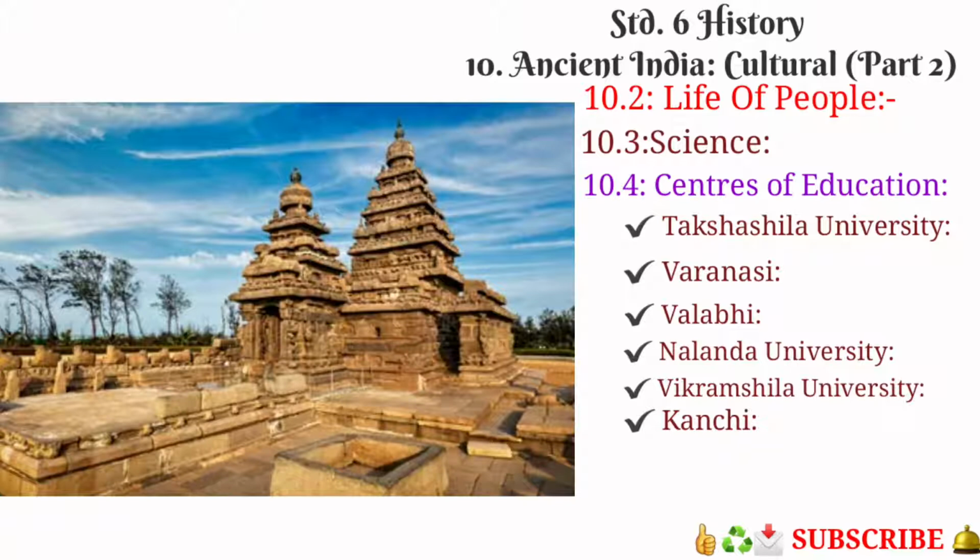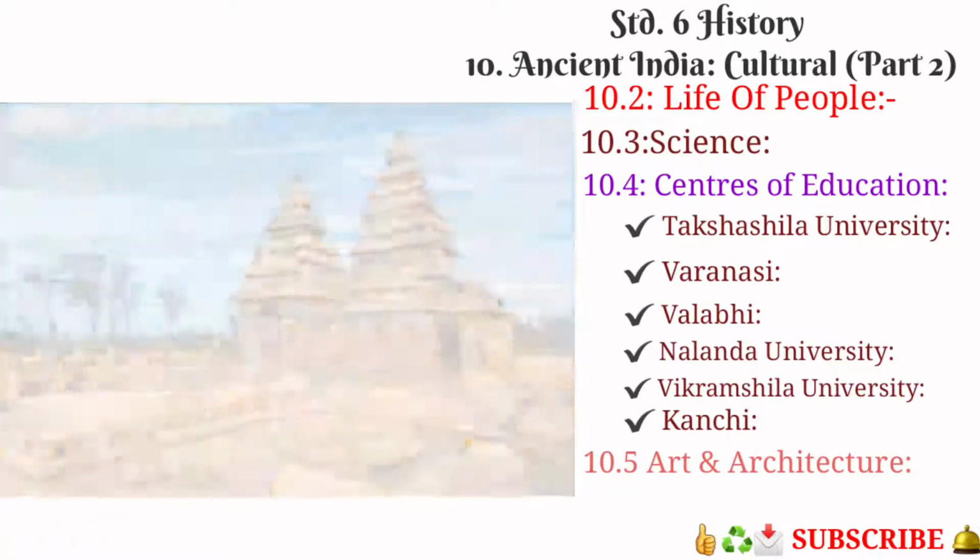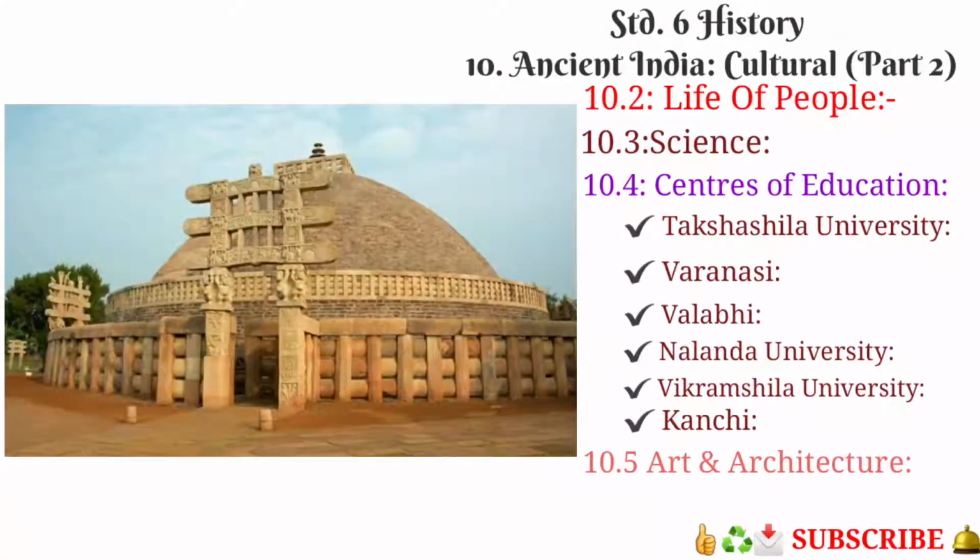Students, now we shall study point number 10.5, that is art and architecture. First of all I would like to tell you the meaning of art. Art means what, students? Do you know? If you know, you can type your answer in the comment box. Art is a work produced by human creative skill and imagination, or we can say simply a skill. For example, dance, painting, writing, singing, all these are skills or arts.